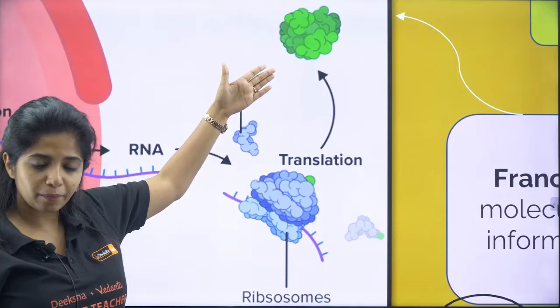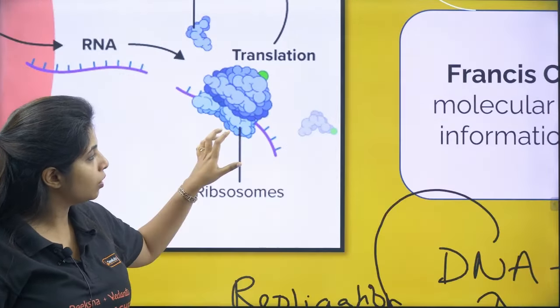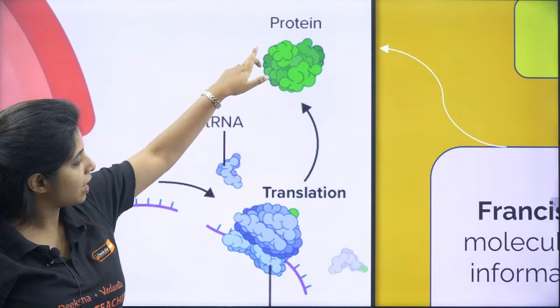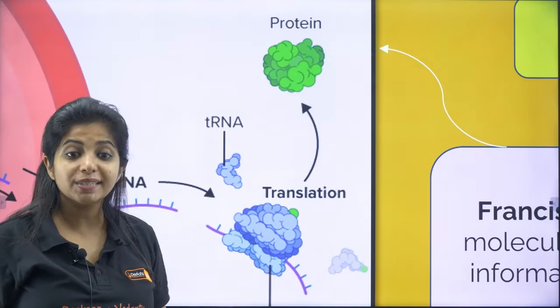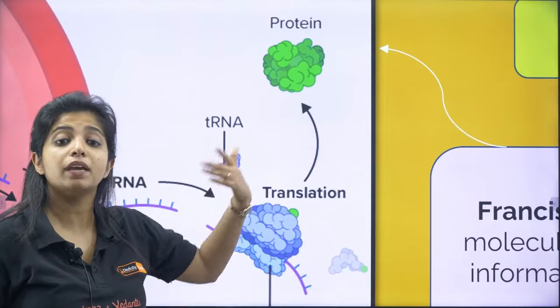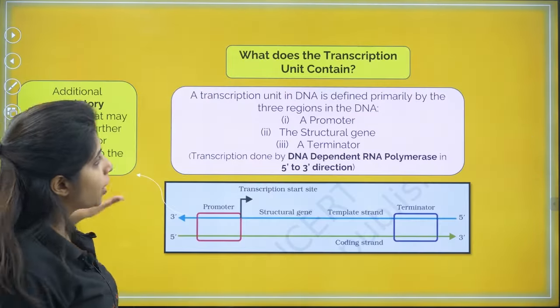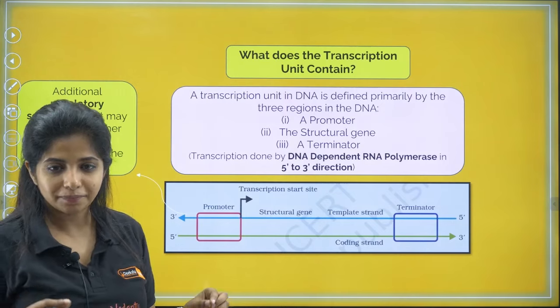This is another type of RNA, tRNA. Both of them will help in making proteins out of what? The mRNA's information. So mRNA is not transforming into proteins, mRNA is helping in the formation of proteins, and that process is known as translation. And we are going to see each of them one by one.